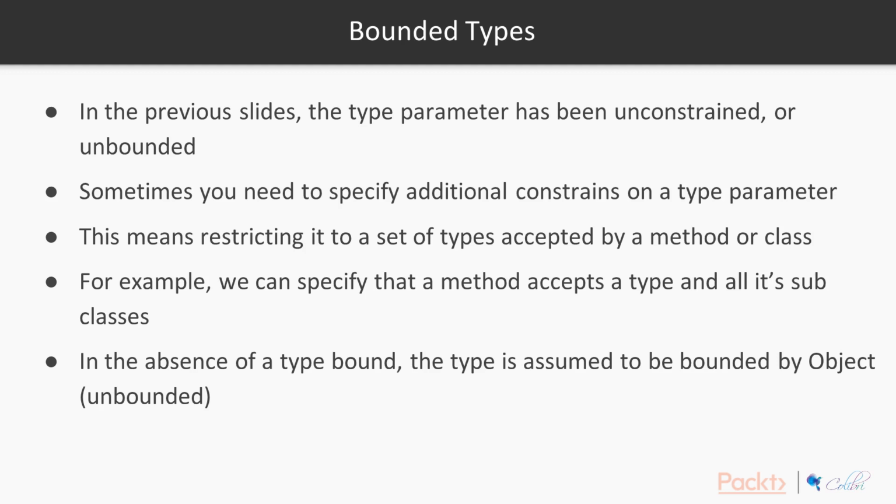And this means restricting it essentially to a set of types that's accepted by our method or our class. So, for example, we can specify that a method accepts a type and all its subclasses. So number would be an example. In the absence of this type bound, the type is assumed to be bounded by object, which is everything. As we know in Java, everything ultimately extends from object or inherits from object, so that would be unbounded.